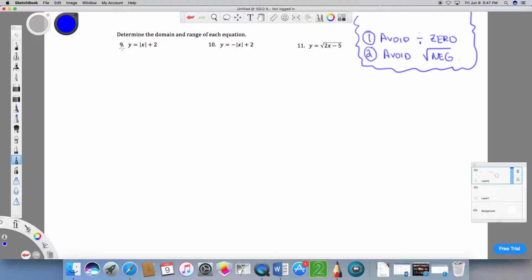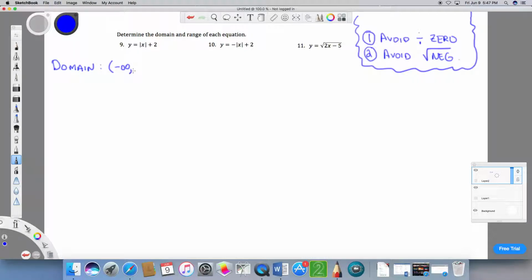So in number 9, I have an absolute value function. And the domain for this function is all real numbers because I don't have a variable in a denominator, so I don't have to worry about division by zero, and I don't have any square roots, so I don't have to worry about taking an even root, a square root of a negative number. So my default answer is always going to be all real numbers.